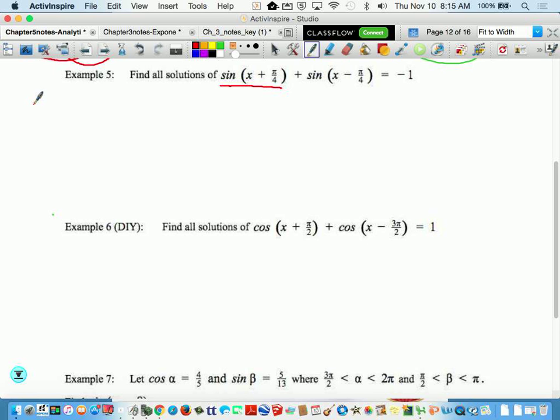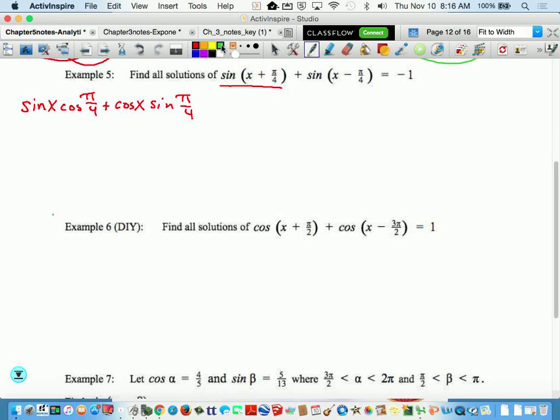Sines go what? Sine of x cosine pi over 4 plus cosine of x sine of pi over 4. That's just following the pattern. When you add, look at the sine of u plus v. The sine of u plus v, so you go sine, cosine, cosine, sine.